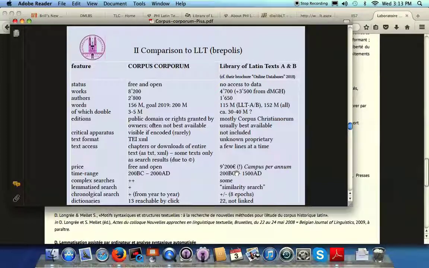I have told you already that our format is TEI-XML. Text access with us, you will see, is by chapters. You can also download entire texts as text files or XML files, in the future maybe also as PDF files. In a few cases, you can only search them and not access them due to copyright restrictions.